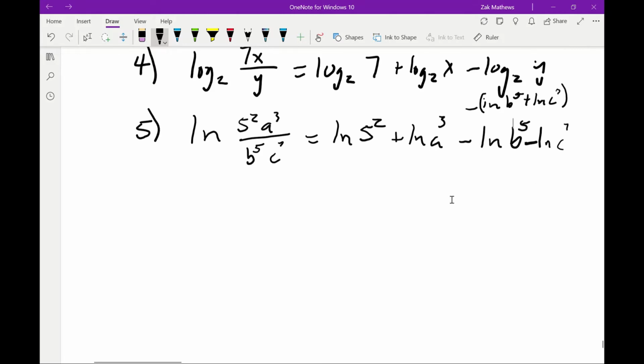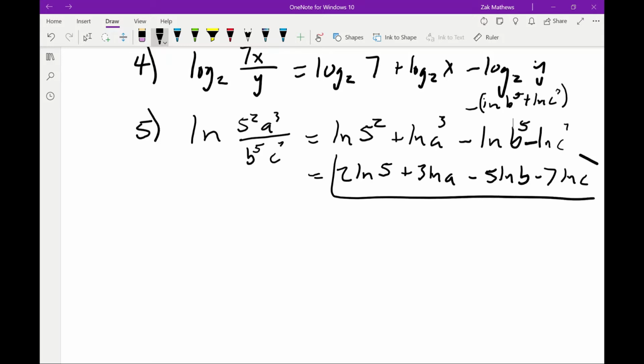I'm not done, though. I have broken apart all of my factors. I've broken apart the multiplication and division. But I still need to bring the exponents to the front. So we'll have 2 natural log of 5 plus 3 natural log of a minus 5 natural log of b minus 7 natural log of c. Just pulling all of those exponents to the front, and there I have it, I'm done.